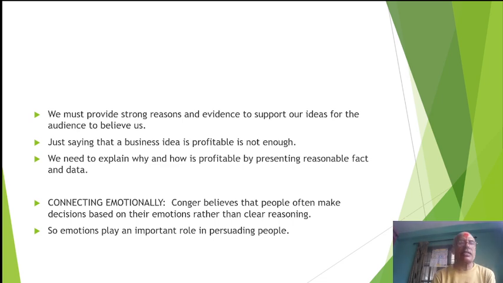Now another thing is connecting emotionally, right? How do we connect? Conger believes that people often make decisions based on their emotions rather than clear reasoning. People often make decisions without clear reasoning, but on the basis of their emotions. Emotions alone cannot always make us successful. So emotions play an important role in persuading people, right? They play a significant role in persuading people.